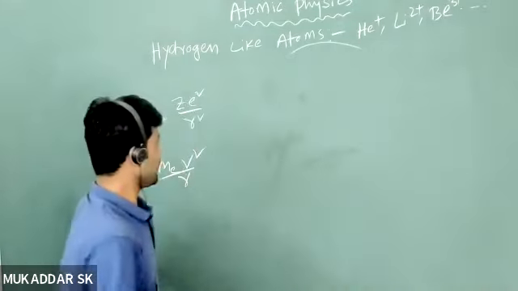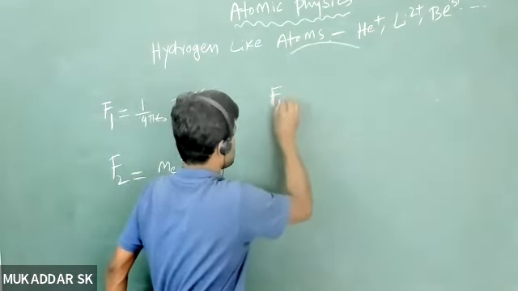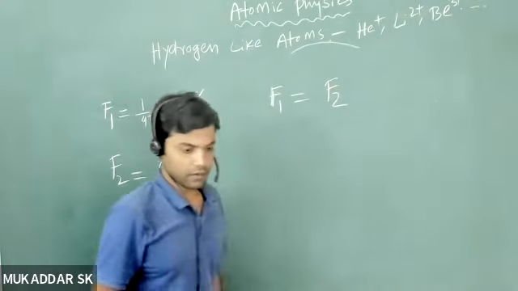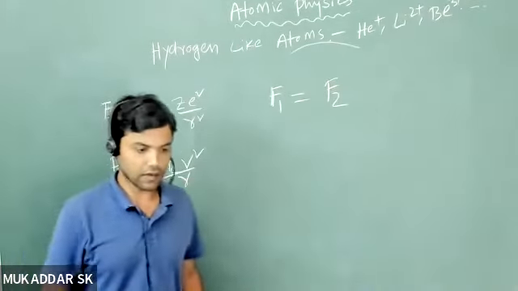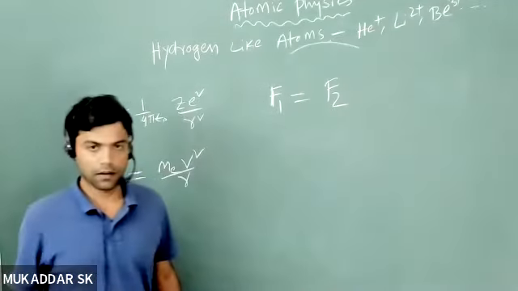So what is the condition? F1 should be equal to F2. Why should F1 be equal to F2? Can you please tell me why F1 and F2 are equal?